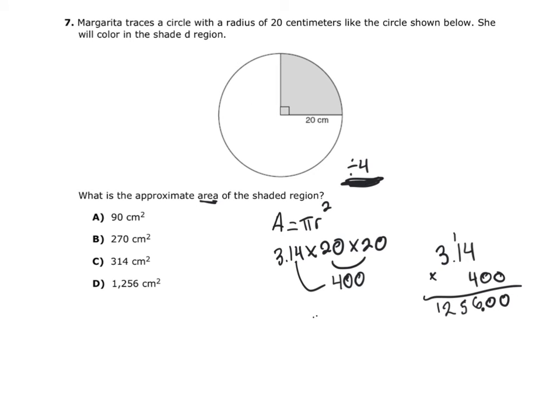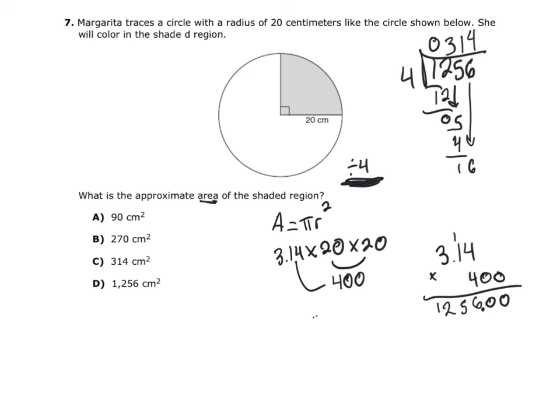Okay, they do put tricky answers because 1,256 is there. But we do have to divide by 4 because it only wants the shaded region. So we do 1256 divided by 4. 4 goes into 1 0 times, into 12 3. That is 12. Bring down the 5. 4 goes into 5 once. 4. Bring down the 6. 4 goes into 16 4 times. So our answer is really C. And remember, D was the tricky answer there.